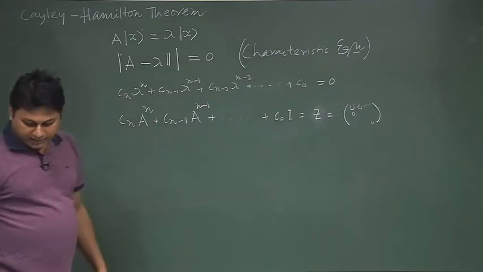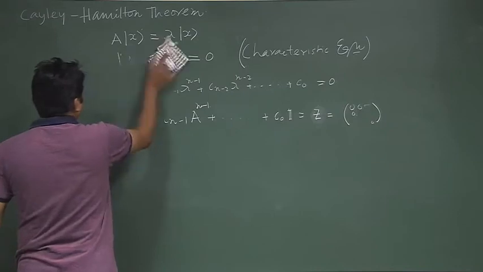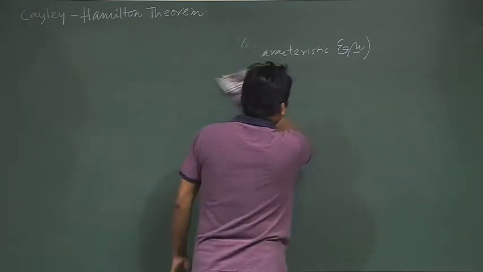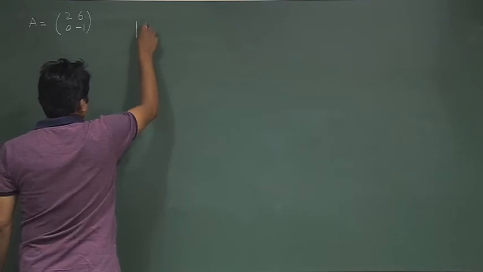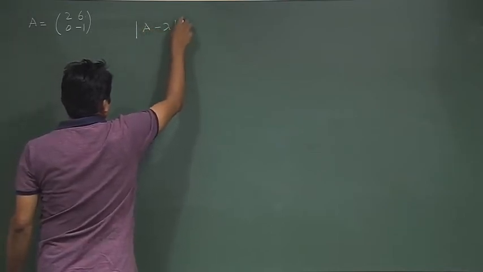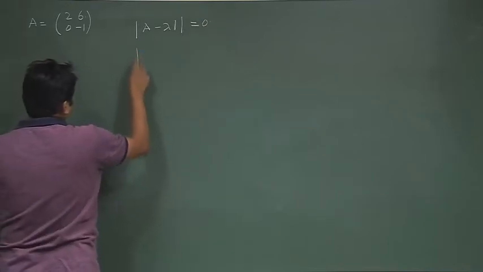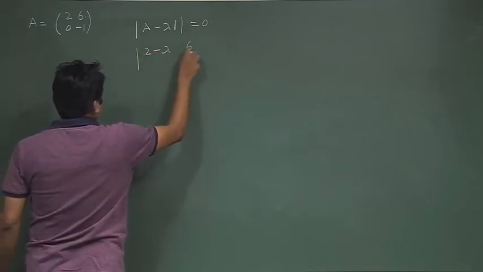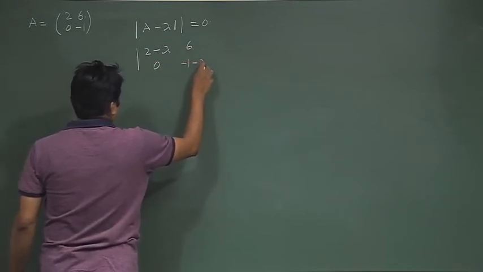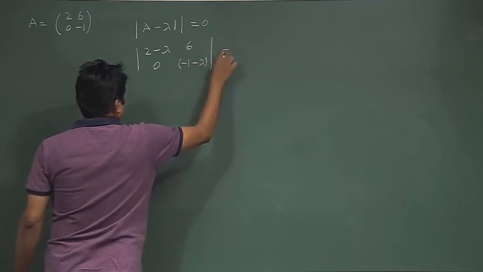Okay. So, let us now check this thing. Whatever definition I put, let us check whether really it is happening or not. So, let us take one example. This is the old example we are taking. I have a matrix A. So, the secular equation is determinant of A minus lambda I equal to 0. From here, I can write it is 2 minus lambda, 6, 0, minus 1 minus lambda, is equal to 0.